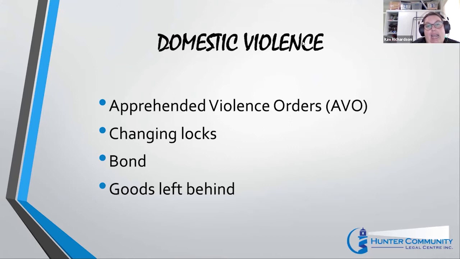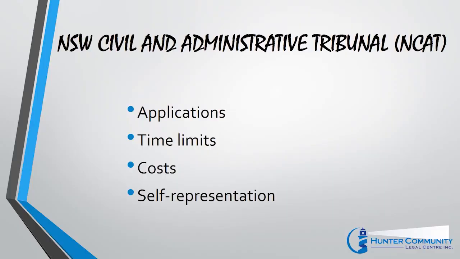And this application to NCAT must be made within 28 days of leaving. All right, you've heard a lot about NCAT throughout this presentation. So NCAT, the New South Wales Civil and Administrative Tribunal, is an independent body which deals with certain kinds of disputes between landlords and tenants. It is not a formal court, but its decisions are legally binding. The people who hear cases at NCAT are called tribunal members. And if you ever appear in front of NCAT, you can just call them tribunal member.